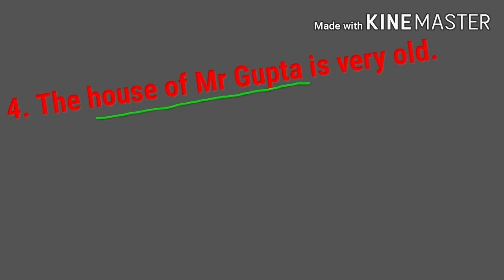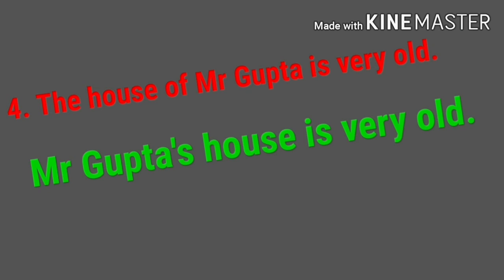Fourth one, the house of Mr. Gupta is very old. Who is the owner of that house? Mr. Gupta. So we want to show the possession for the name Mr. Gupta. The house of Mr. Gupta changes into Mr. Gupta's house is very old.